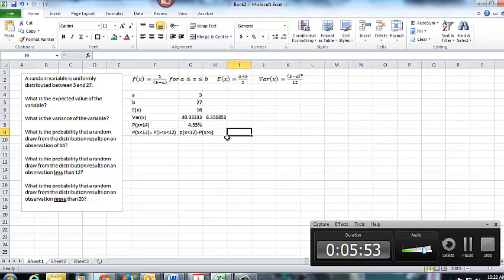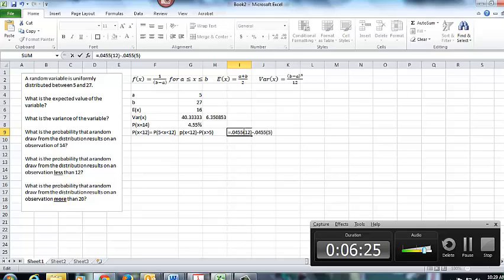So what is the probability that x is greater than 12? So I would take my probability here of 4.55%, so 0.0455 times 12 minus that same probability times 5.